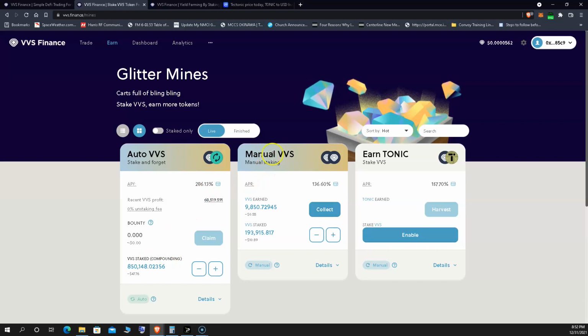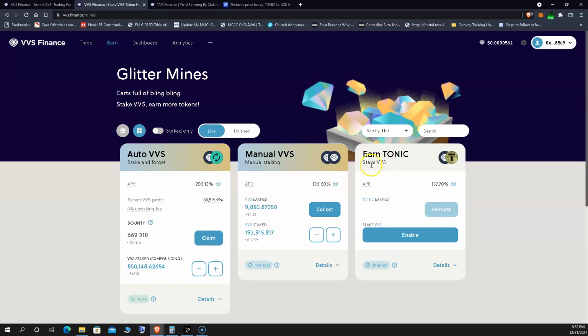So on the manual VVS, you can stake it and collect it. You have to manually go in and collect the VVS, and you have to hit the plus sign, then you have to stake the VVS, and you have to do this every day or every week or whatever time period you want to do it in.